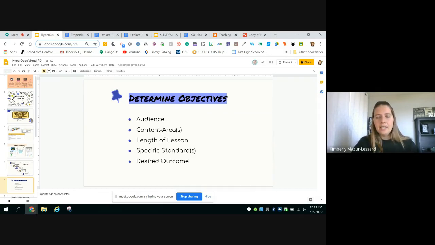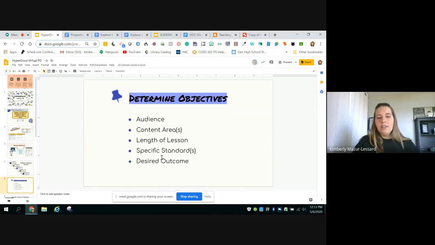For your content area, HyperDocs are a great way to use cross-curricular lessons or projects. You can create that within your HyperDoc, and it's also a great way for students to collaborate. For the length of our lesson, you want to think about, do you want your HyperDoc to be for one class period? Do you want it to extend over the course of 2 to 3 days? Is it going to be an overarching platform that students will access through an entire unit? So that's what we're talking about when it comes to length.